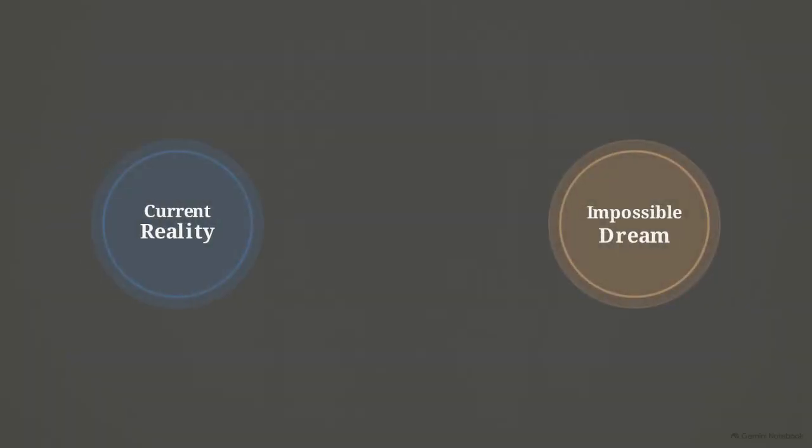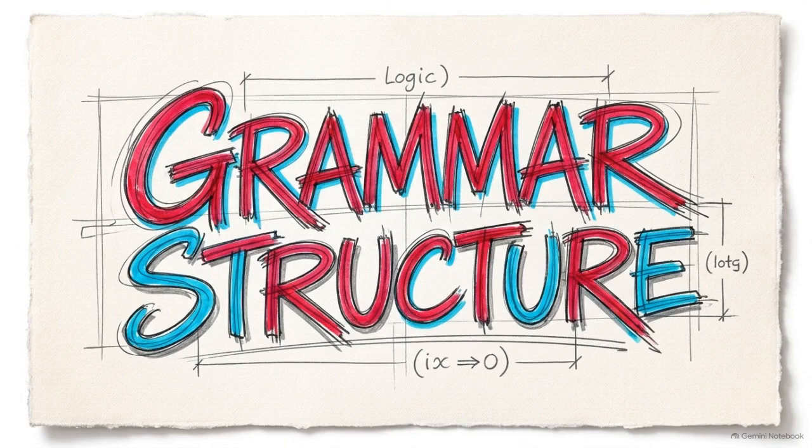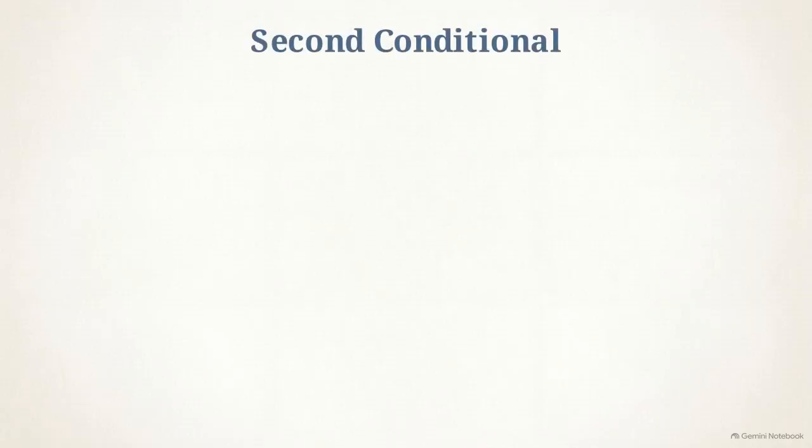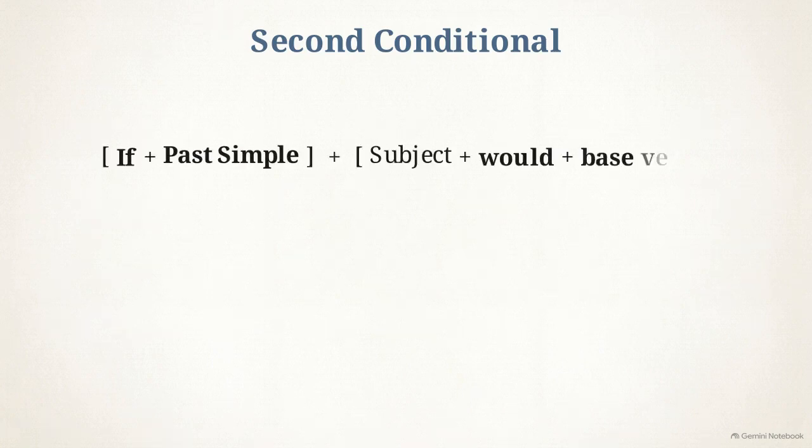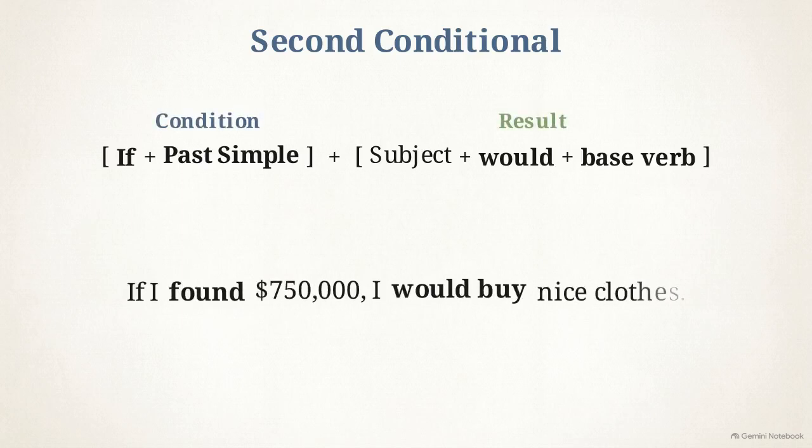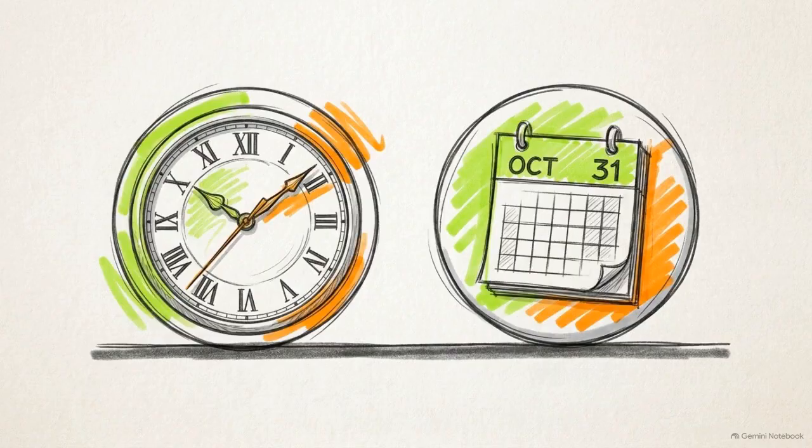When we want to talk about this exact gap, the space between our current reality and an impossible dream, we use a specific grammatical structure called the second conditional. The second conditional has two parts: if plus a past simple verb, then the subject, would, and the base verb. Let's map our dream. If I found $750,000, I would buy nice clothes. Found is the condition. Would buy is the result. Mastering this pattern provides the baseline to discuss unlikely scenarios in the present or the future.